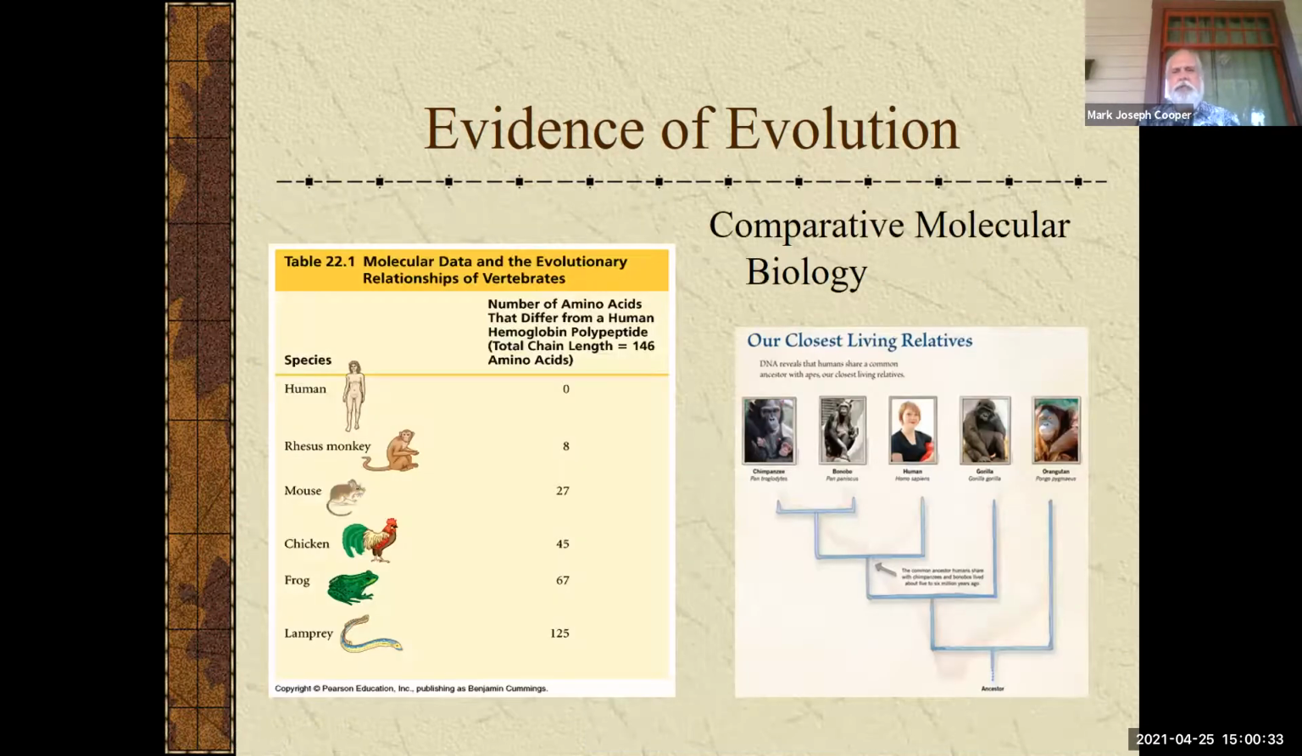All right, and then the last one is comparative molecular biology. Now we're looking at the DNA and the proteins. And so on the left is a picture of molecular data and proteins and how many amino acids differ from a human to some of these other animals. And there's 8 differences from us to a rhesus monkey. Rhesus monkeys are the ones we often do research on. And then we have mouse, chickens, lamprey, which is a jawless fish, early vertebrate. And you can see those numbers increase as we get farther and farther away.